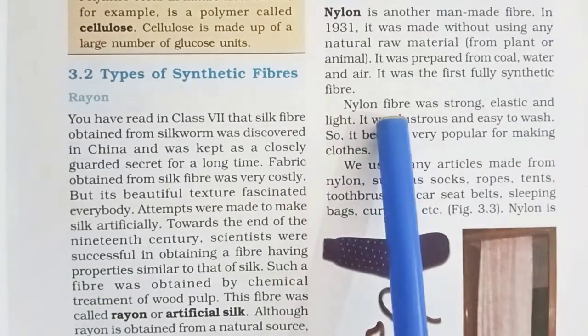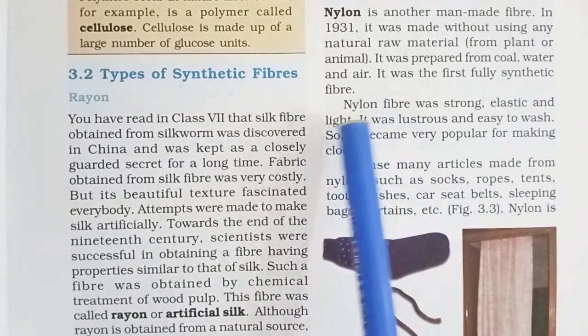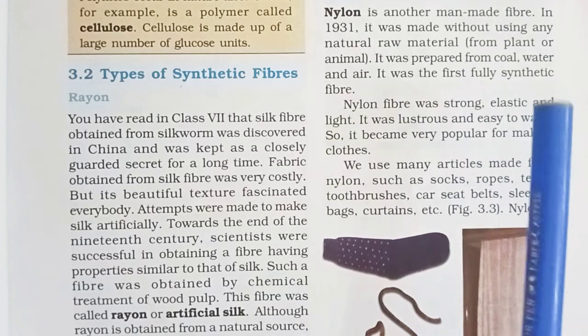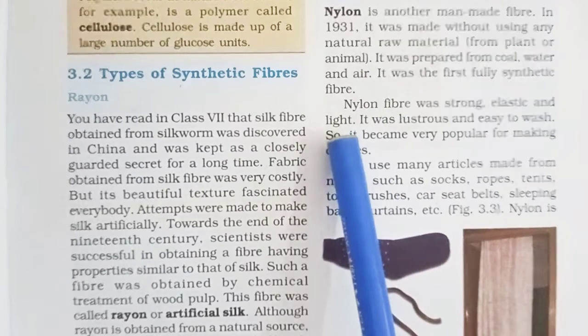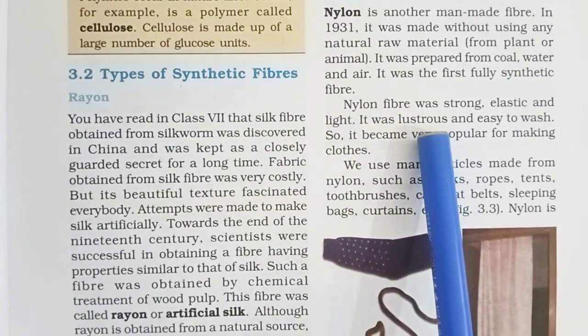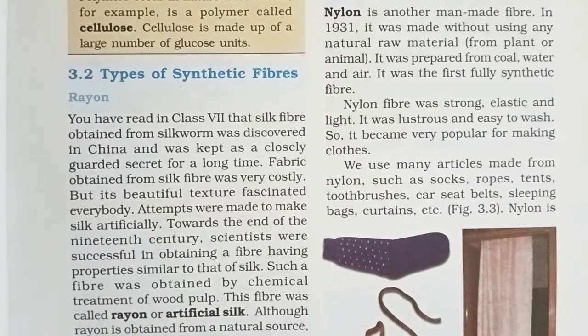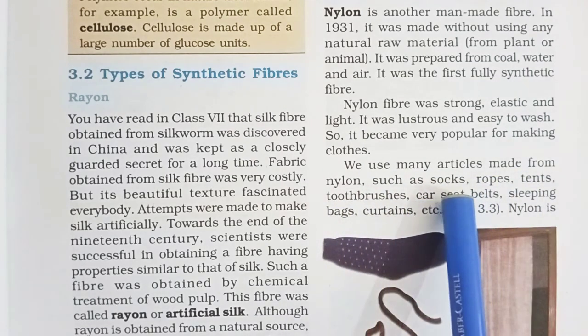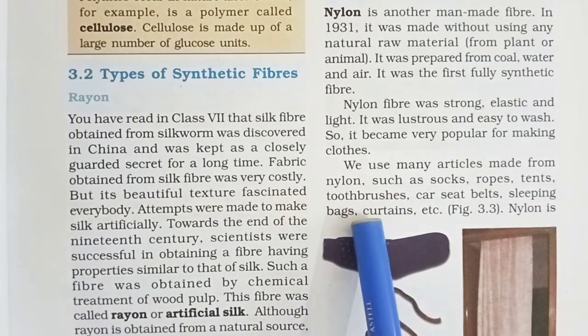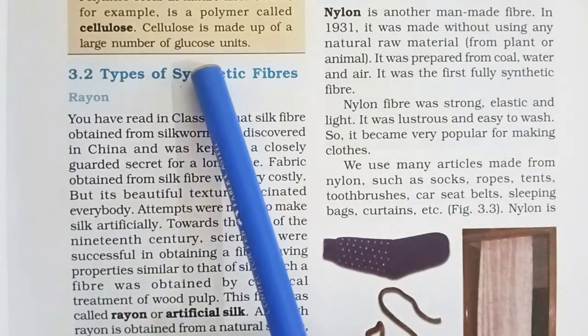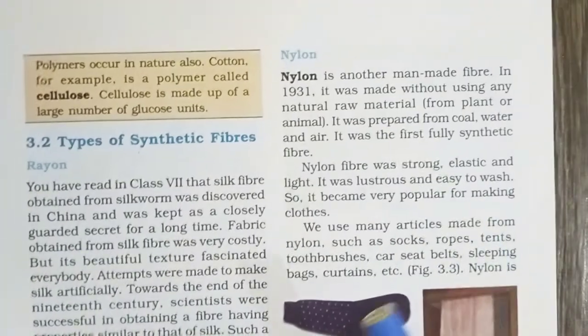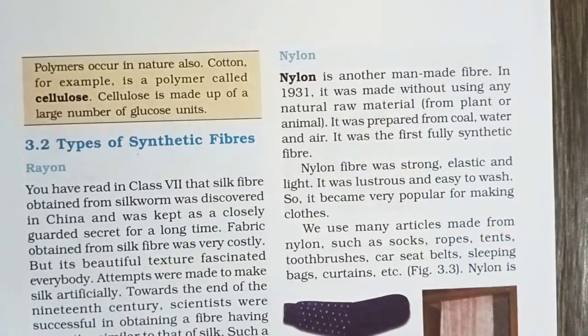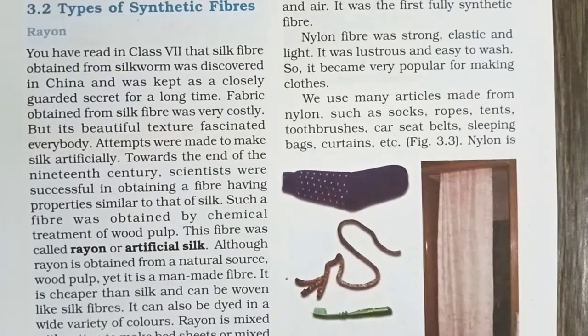Next, what are the properties of nylon? Nylon fibers are strong, elastic, light and they are lustrous also. So, what are the uses of nylon? Nylon is used to prepare socks, ropes, tents, toothbrushes and etc. Okay, so now we have studied about rayon and then about nylon also. These two we have finished.